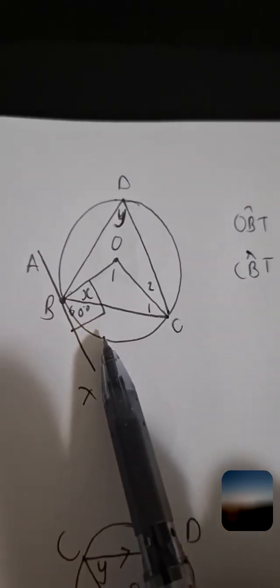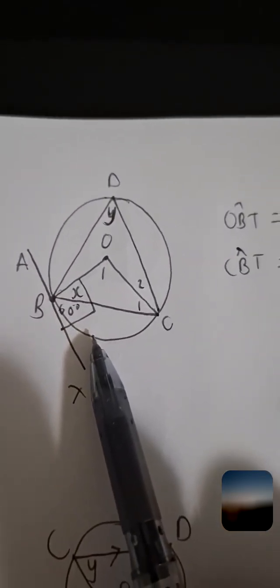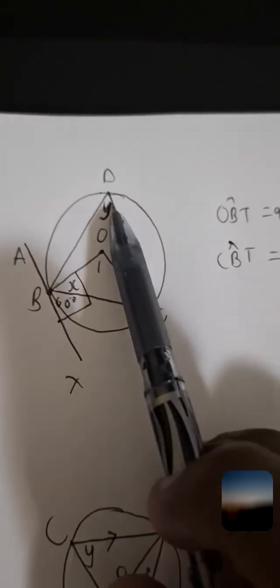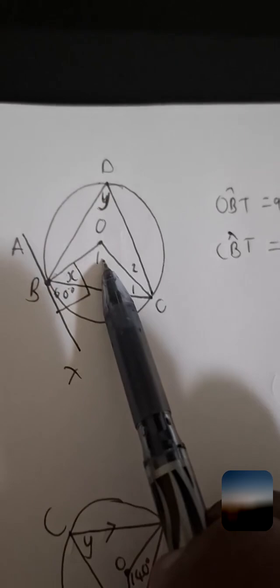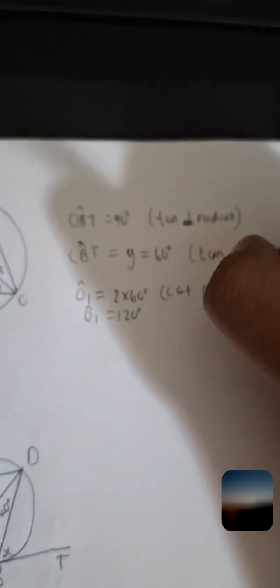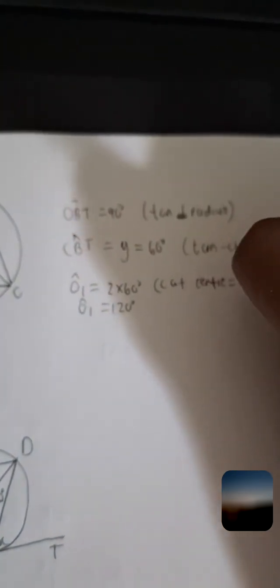Then, sir, we can also say that angle O1 is twice angle D. Yes. Angle at the center is 2 times angle at the circumference. So angle O1 is equal to what then? It's equal to 120, sir. 2 times 60, which is 120 degrees. And the reason is angle at center is 2 times angle at the circumference.